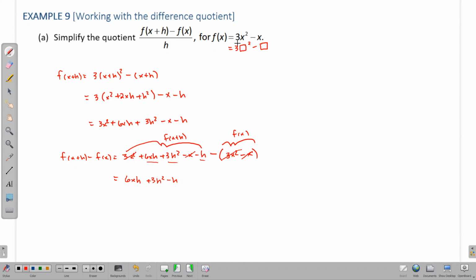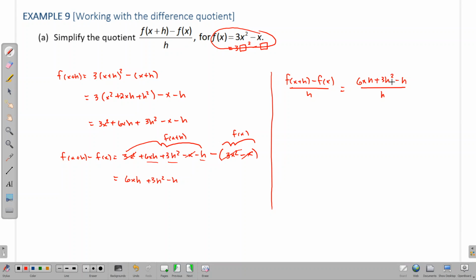Now, for this type of problem, when you have a polynomial, one way to know if you've done it correctly is when you get to this stage, everything should have an h on it. If you have any terms left over that don't have an h, you've made a mistake somewhere. Okay, so now we can write the difference quotient. So we've got f of x plus h minus f of x all over h. So we're taking that expression, that's the numerator, and dividing it all by h.